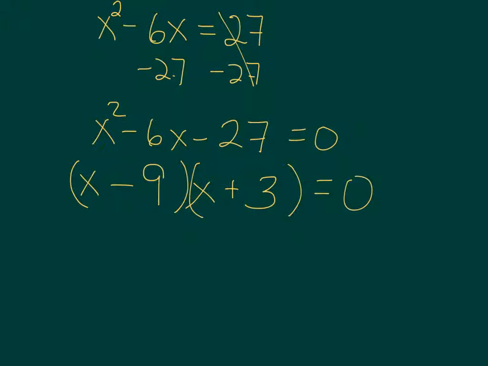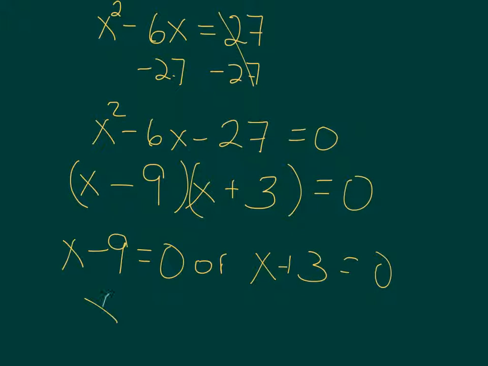So now my next situation is I'm multiplying this thing by this thing and getting a 0. Well, one of those things has got to be 0. So x minus 9 is 0, or x plus 3 is going to be equal to 0, which gives me x is equal to 9, or x is equal to negative 3.